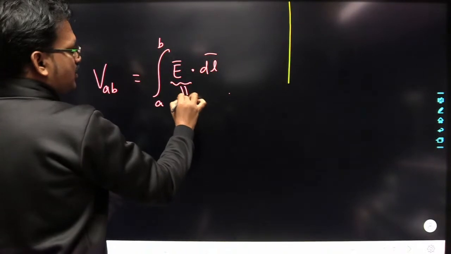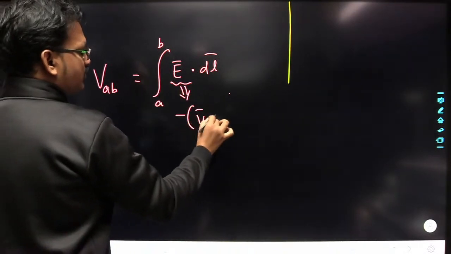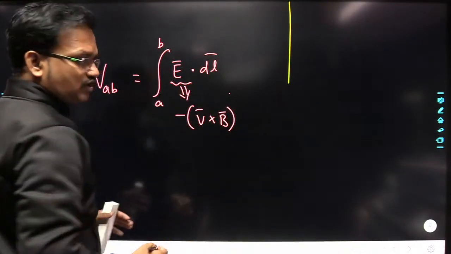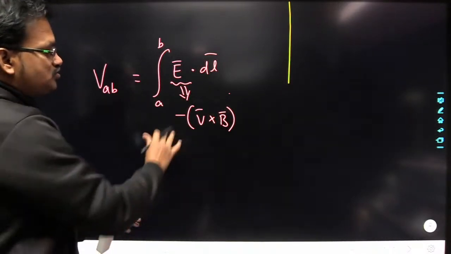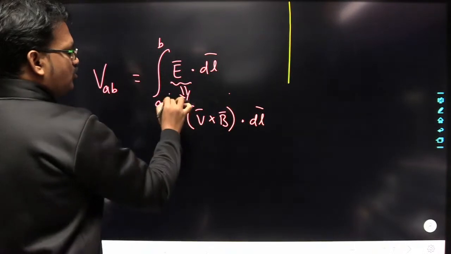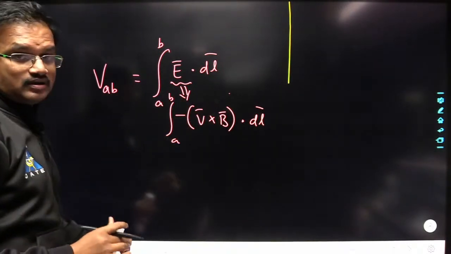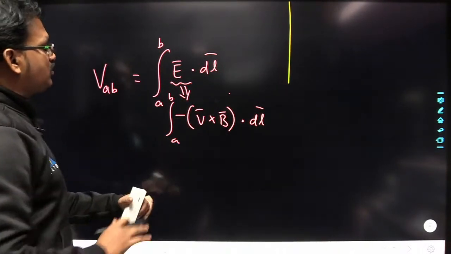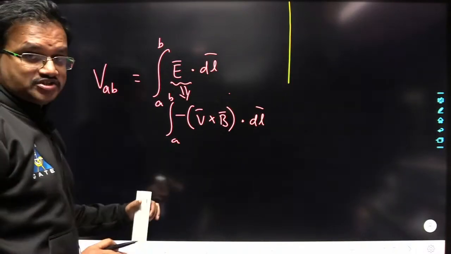Here E bar you can replace with minus of V bar cross B bar. So that's what I have told, or not? Yes or no? You can use this formula directly: V bar integral A to B minus of V bar cross B bar dot dl bar. So this is the formula you have to use in order to determine the potential.